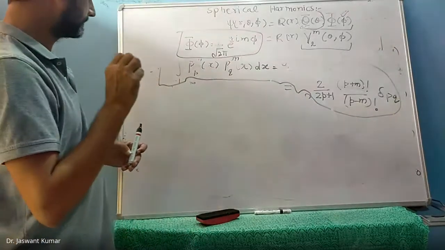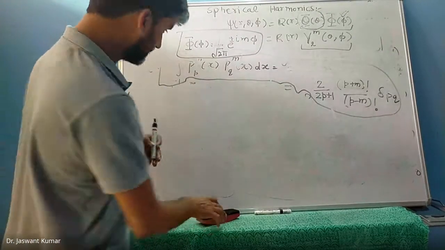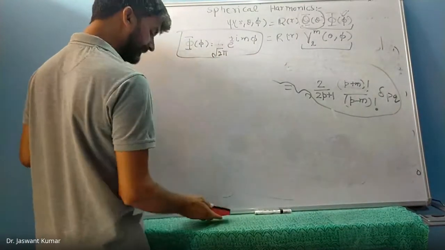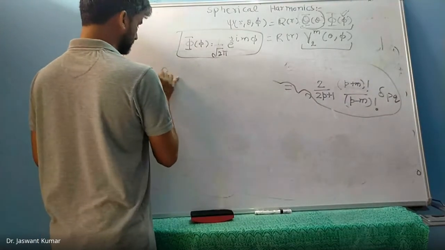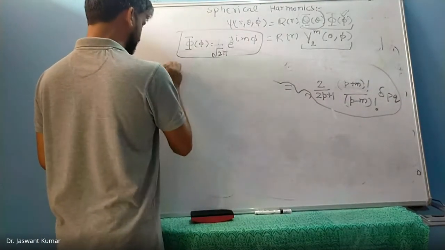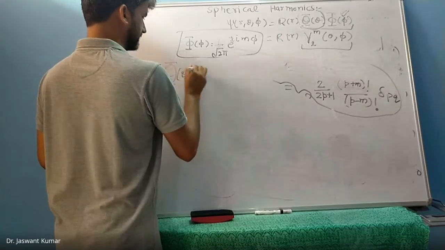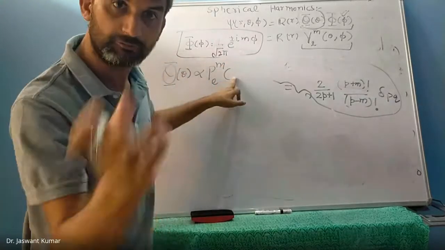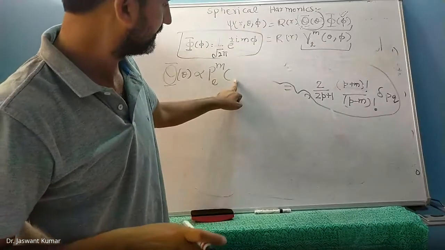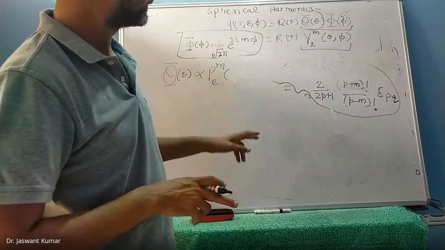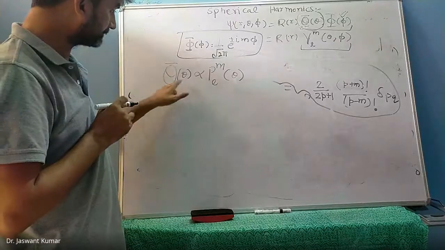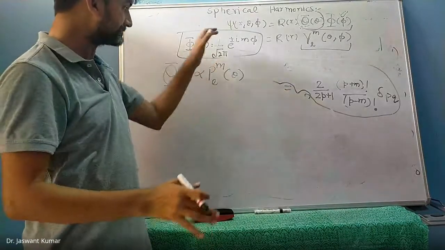So the capital Theta of theta that we obtain is always proportional to P_LM of x, where x we know was cos theta, right? So this capital Theta of theta is nothing but some constant times P_LM of cos theta.